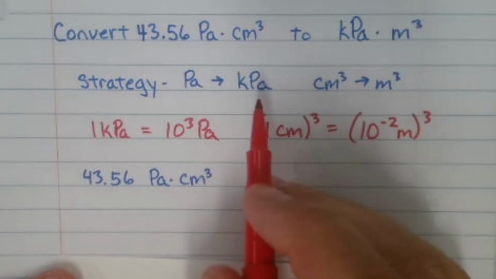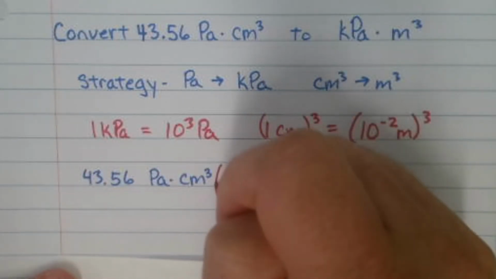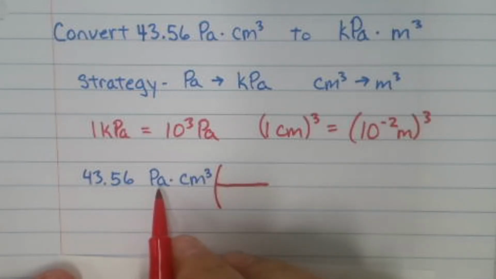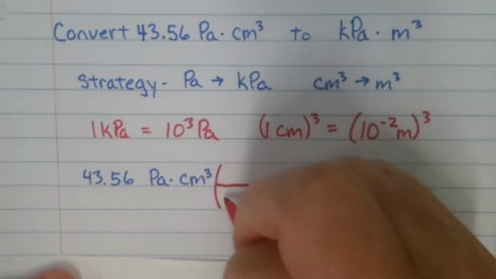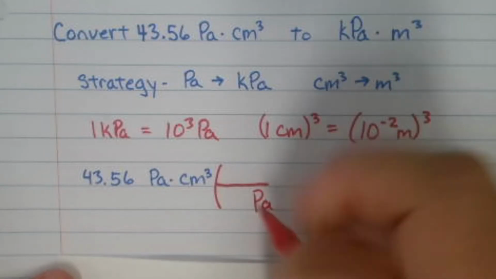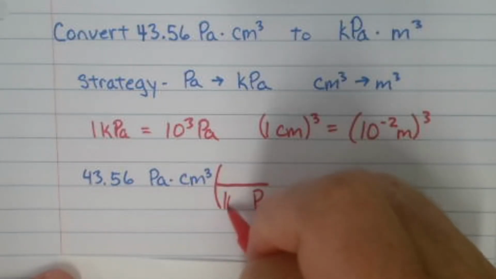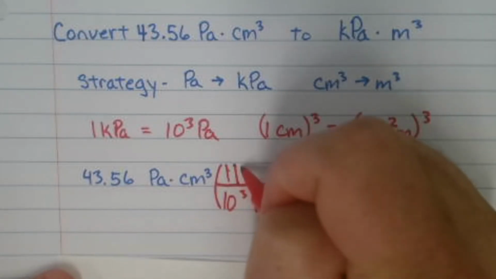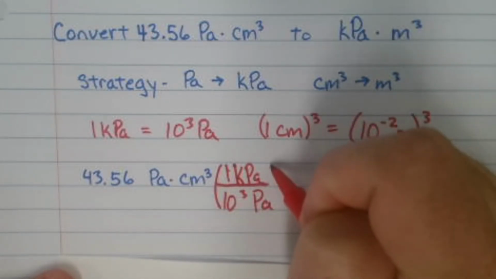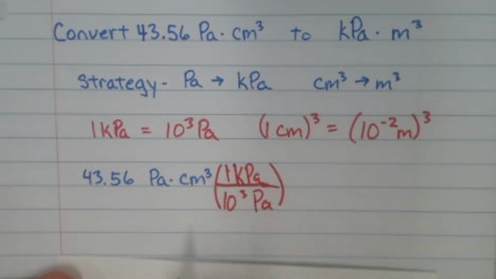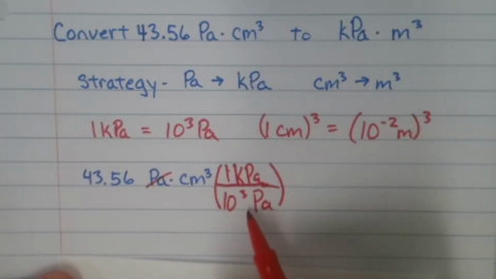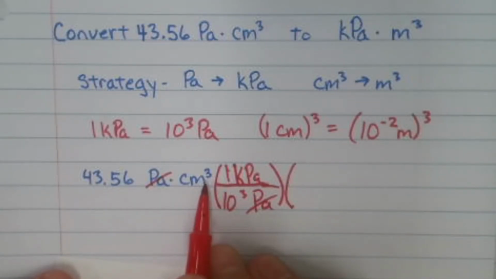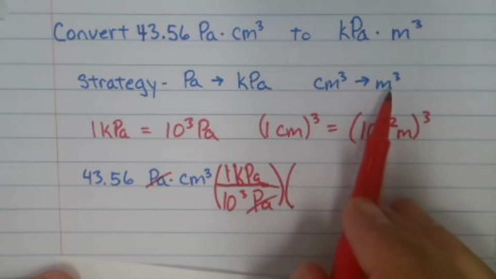Pascals to kilopascals. So we have our conversion. Since we have pascals on top, we need pascals on bottom, 10 to the third. And we're converting to kilopascals. That's on top. Pascals cancels.